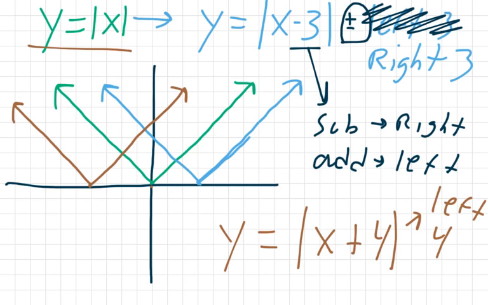So you see where I started with the green function. This one took the green function, went right 3 spaces. This one took the green function and went left 4 spaces. So those are all the basic translations. So I'll kind of define them all for you on the next page.